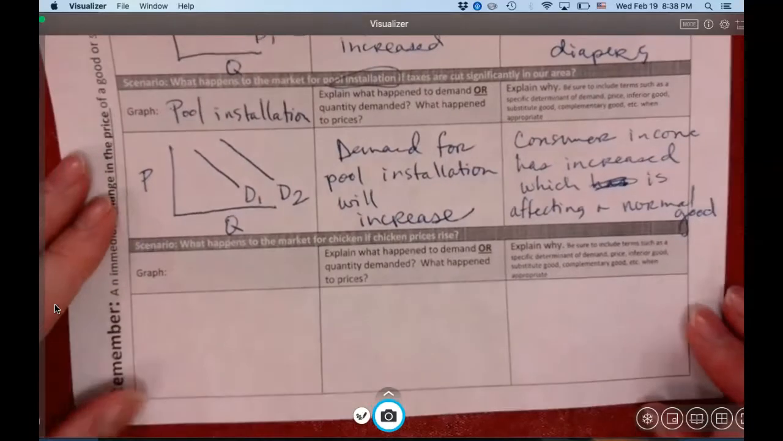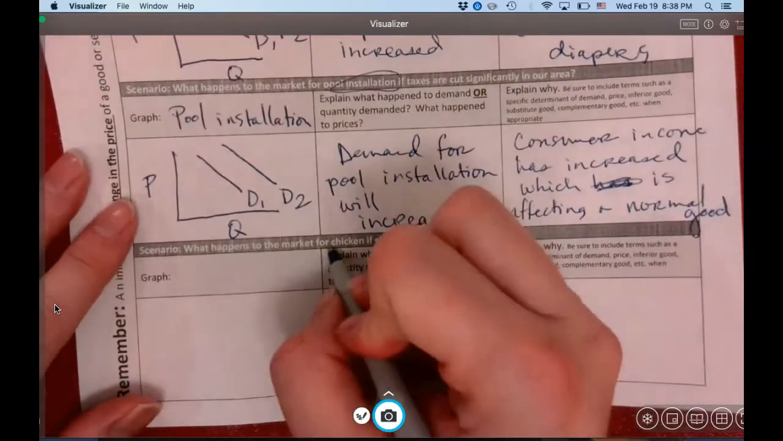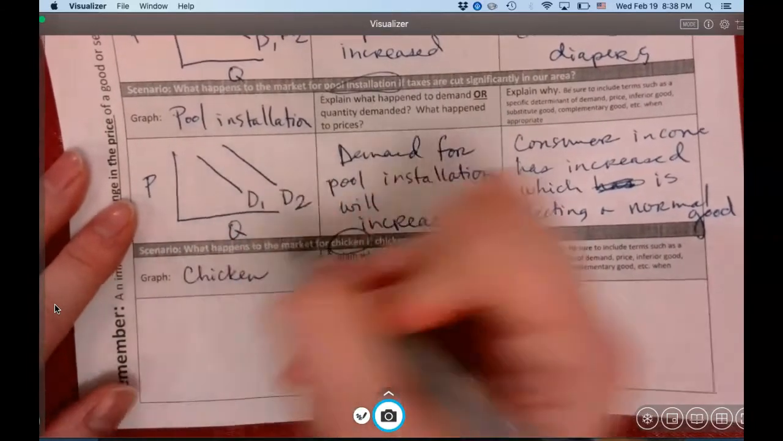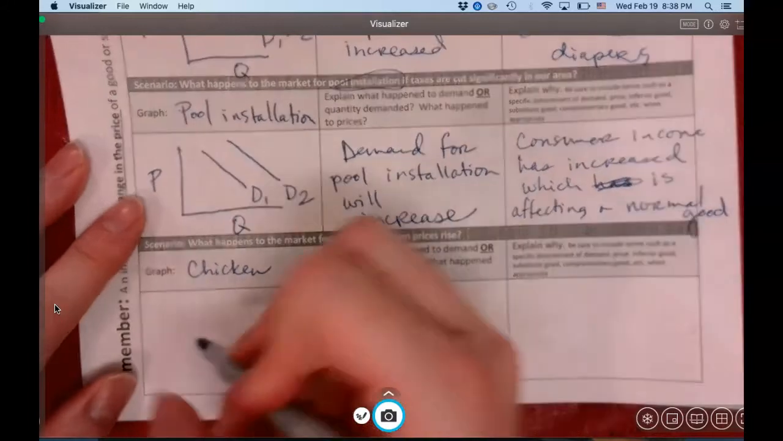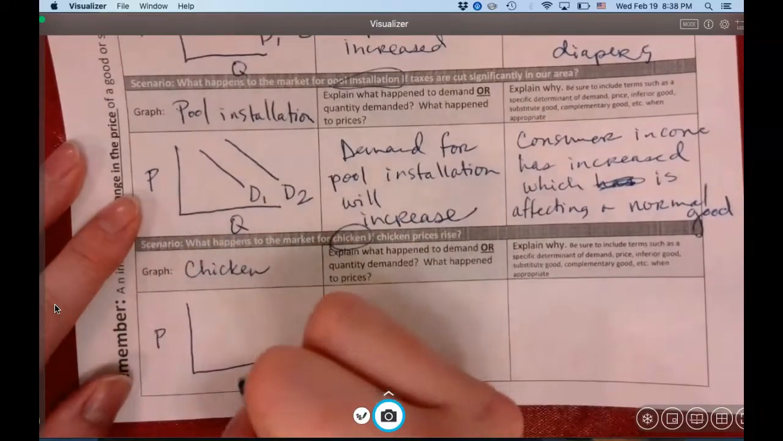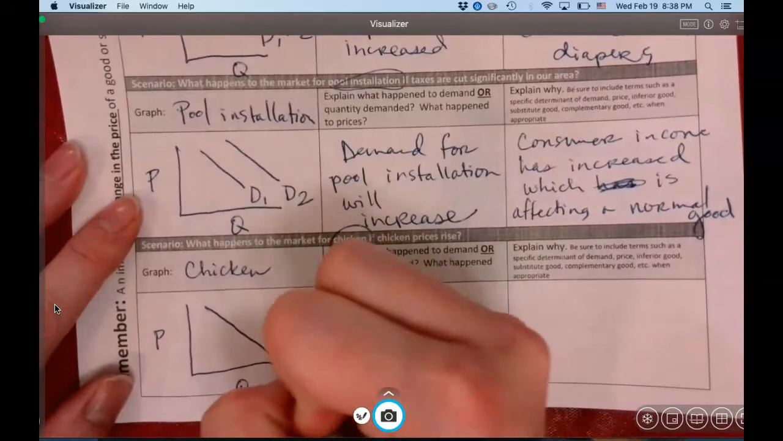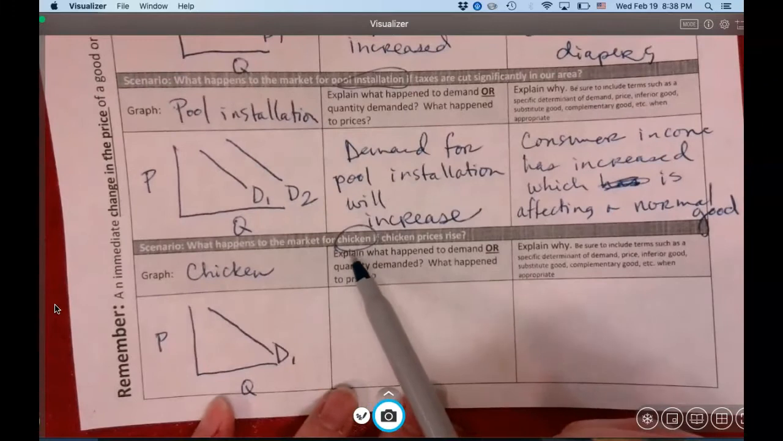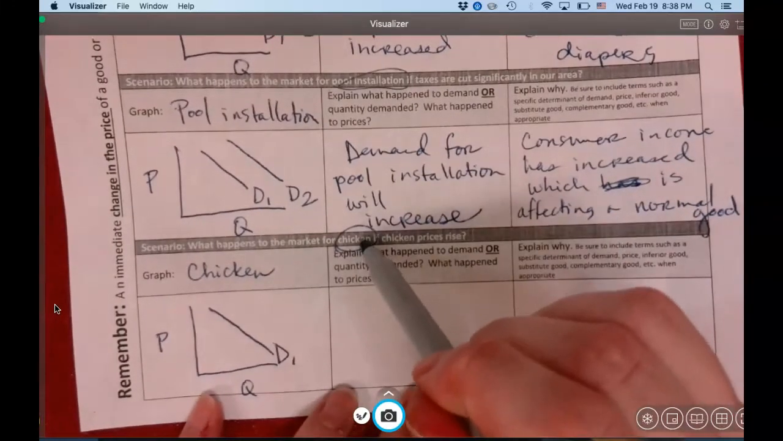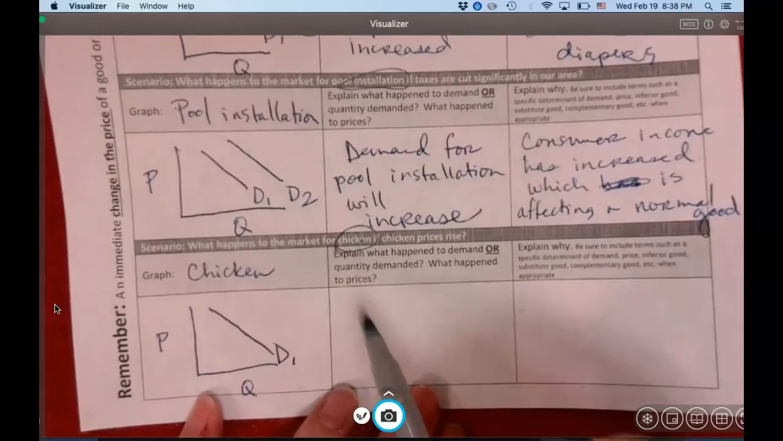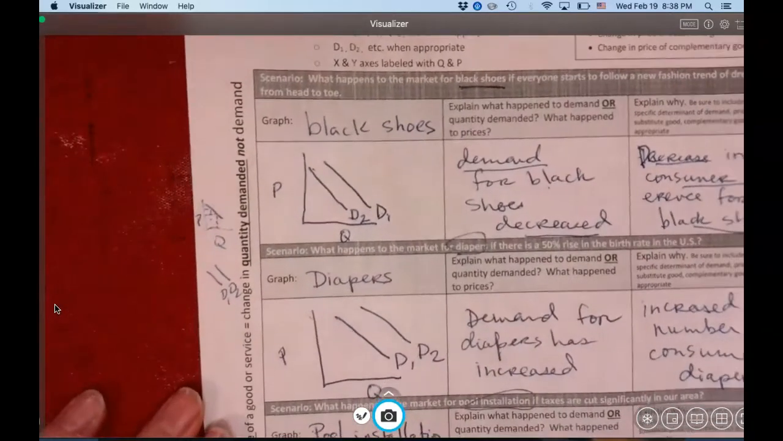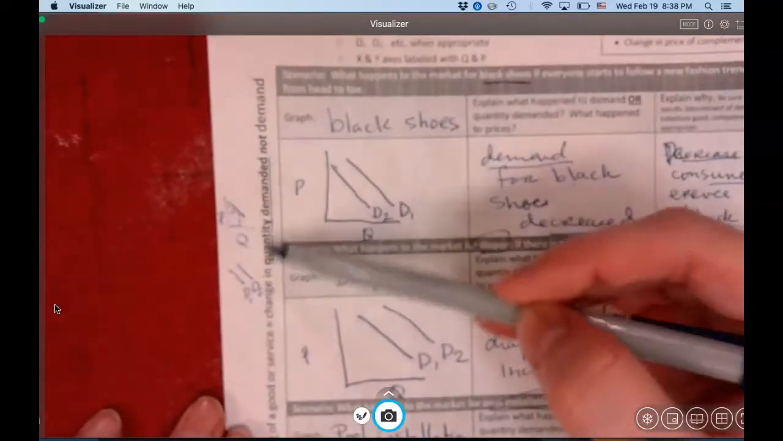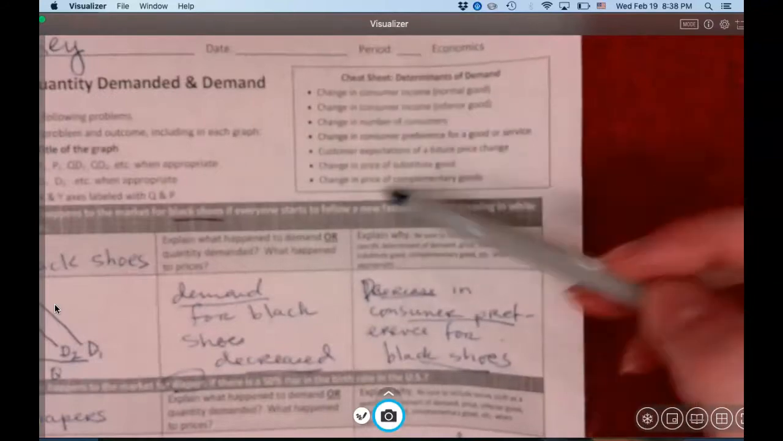Next scenario. What happens to the market for chicken? Okay, so go ahead and write chicken as the title of your demand curve. Let me get ahead here. The demand curve. Okay, what happens to the market for chicken if chicken prices rise? All right, so are we seeing the price of chicken go up or down? Okay, so are we going to be graphing demand or quantity demanded? A change in quantity demanded or a change in one of the determinants of demand?